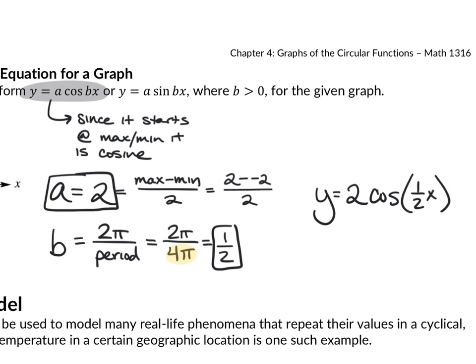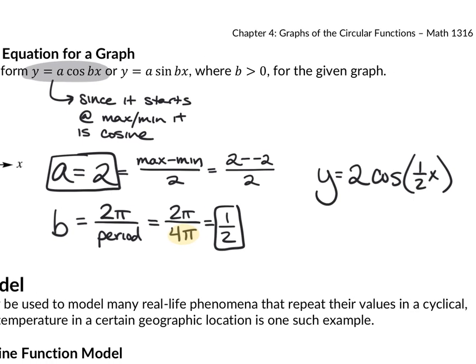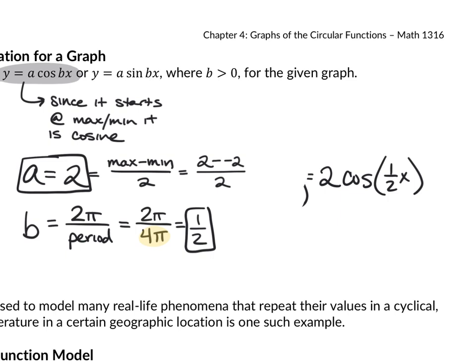But I'll tell you right now, if we graphed that, it wouldn't return the same picture. What have I forgotten? Look at this picture. Remember, cosine normally starts at a maximum. What does this one start at? So what do we need to do with this? Flip it, reflect it. So we're going to make it negative. So it should be -2 cosine.